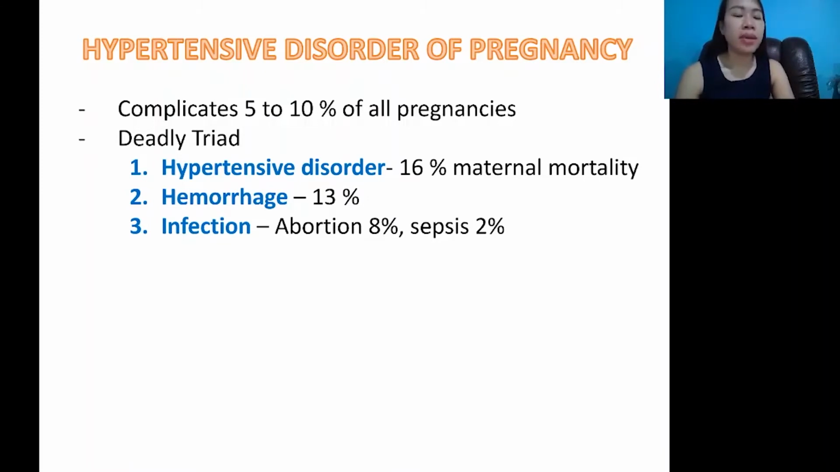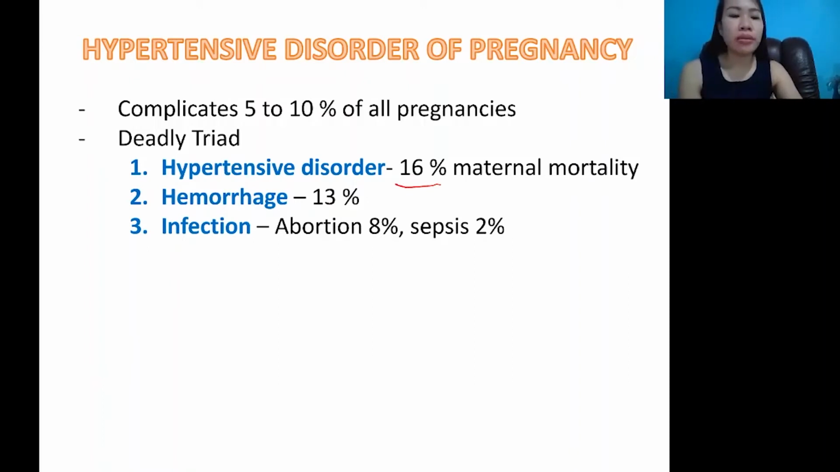So pag makita po natin that a pregnant woman is having hypertension, mataas po ang blood pressure niya, this is greater than 140/90. Ang normal blood pressure natin ay 120/80. So here, for this hypertensive disorder, it causes 16% of mortality. So very high po ito.